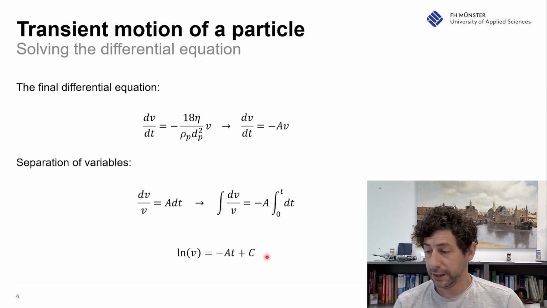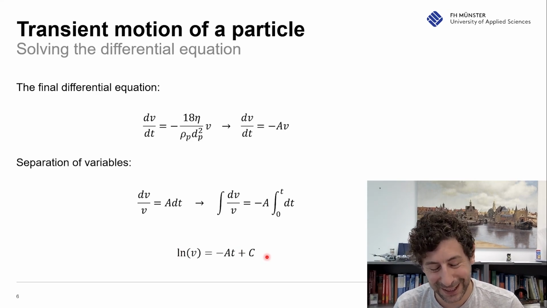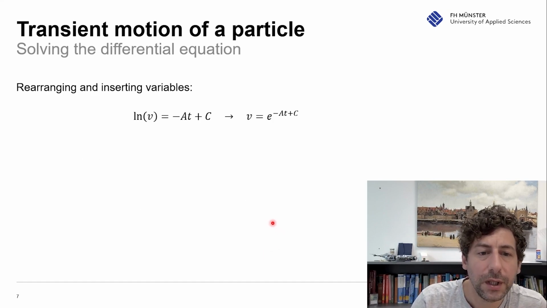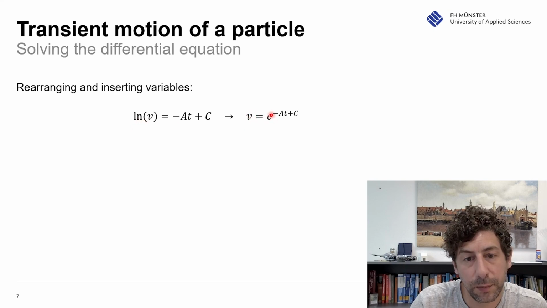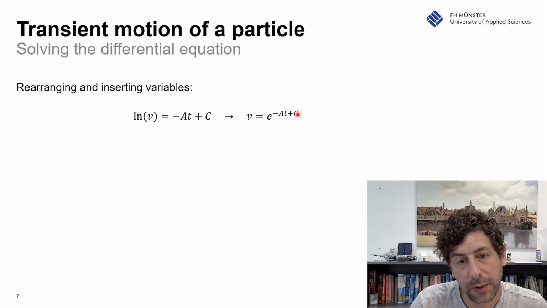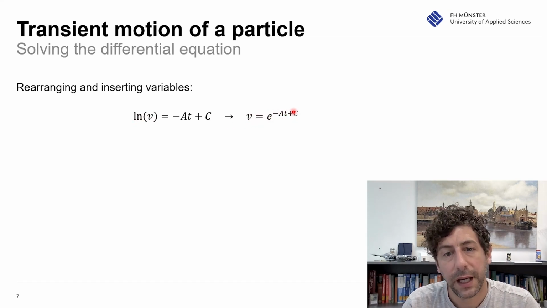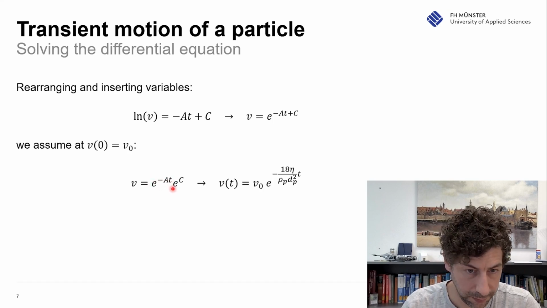So that's already it, but this doesn't look very appealing, right? So we have to work out this equation a little bit more. First we get rid of this logarithm here. Then we have v equals exponent minus at plus constant, right? This is how to get rid of the logarithm, and then we can separate this by basic math laws, and then we have e to the power minus at multiplied by e to the power c.